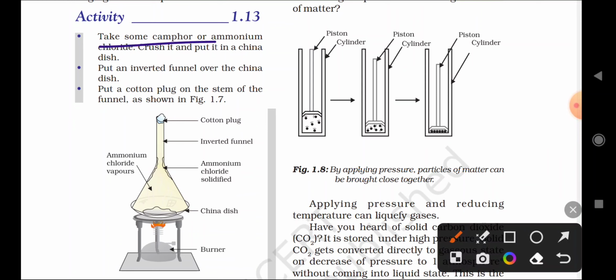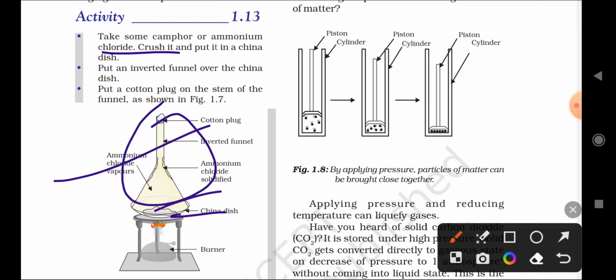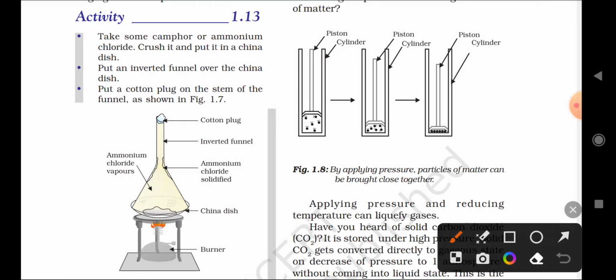Take some camphor or ammonium chloride. This activity is given here. Crush it and put it in a china dish. Okay, this is called a china dish. Inside that you have to put ammonium chloride or camphor, and put an inverted funnel over the china dish. This is called an inverted funnel. Put a cotton plug on the stem of the funnel, as shown in the figure.